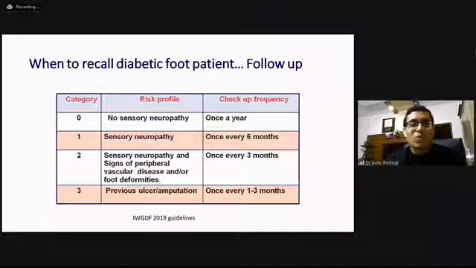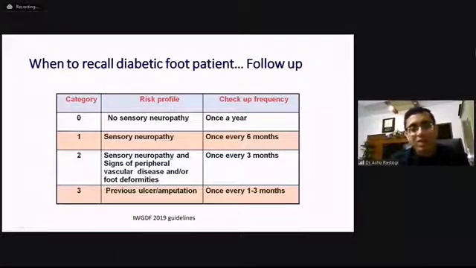And how to follow your patients? Always do examination annually, as I told you. If a patient does not have sensory neuropathy by your clinical examination, you can safely ask the patient, please come after 1 year, I'll again do a neuropathy examination. But if a patient is having sensory neuropathy, you should repeat the examination every 6 months.